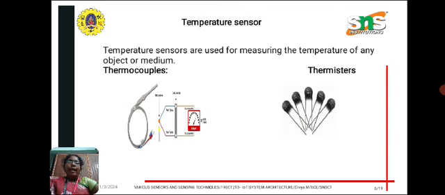This is one type of sensor called the temperature sensor. Temperature sensors are used for measuring the temperature of any object or medium. We use a thermocouple or thermistor as a temperature sensor.